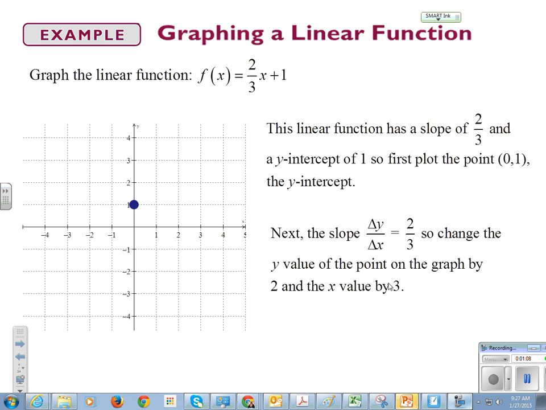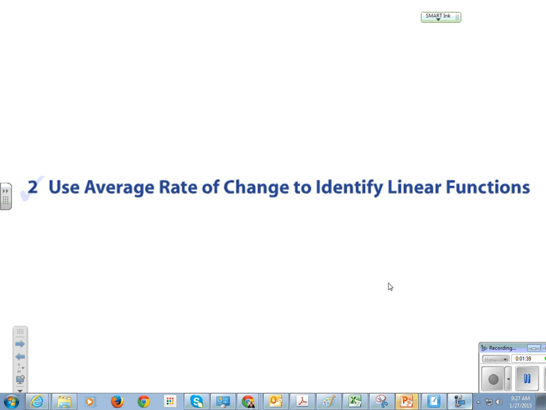Then we apply the slope. Slope is the change in y over the change in x. We talked about that last week. Delta just means change. Instead of writing C-H-A-N-G-E, we write a little triangle. So we go up 2 over 3, and we have our next point. Then, easy peasy, we just draw a line. That's all of that. We've done that enough. We don't need extra craziness on that.